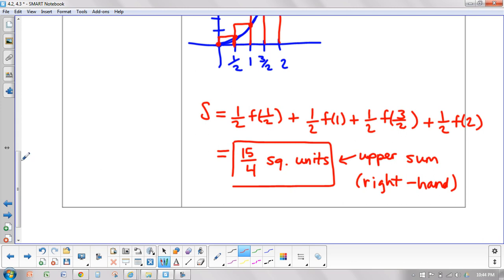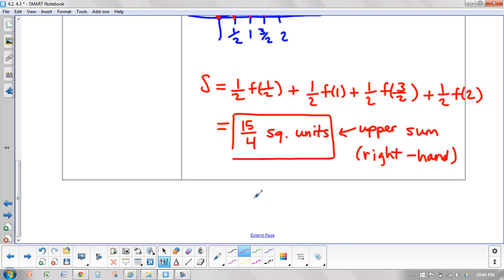And if we want to connect to the whole inequality part that we saw on the last page, we would see that actual area should be stuck in between the lower sum, which we came up with as 7/4, and the upper sum, which we came up with as 15/4.